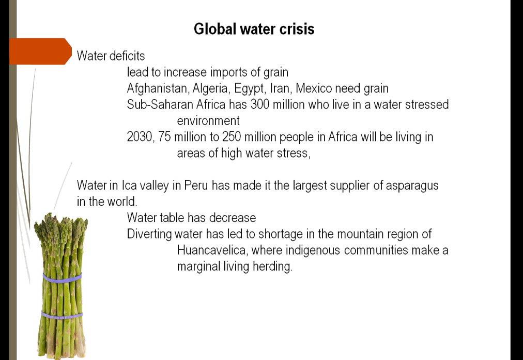We all know about the global water crisis right now. There's less water throughout the world being used for plants. In Afghanistan, Algeria, Egypt, Iran, and Mexico, they need grain. They can't grow the grain because they just don't have enough water right now. Across the Himalayan mountains, as the polar ice caps, the glaciers decrease in size, we're seeing less water coming down in the rivers. Consequently, this means fewer crops being grown. In the United States, in California, much of the water is coming from wells or from the Colorado River. This has decreased in amount.